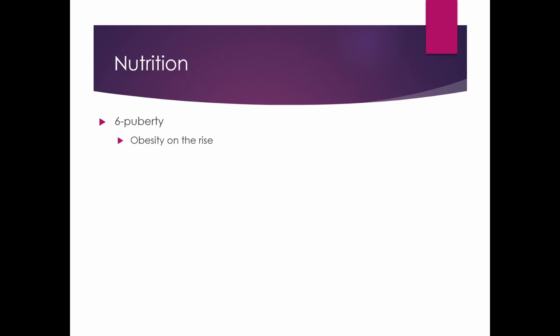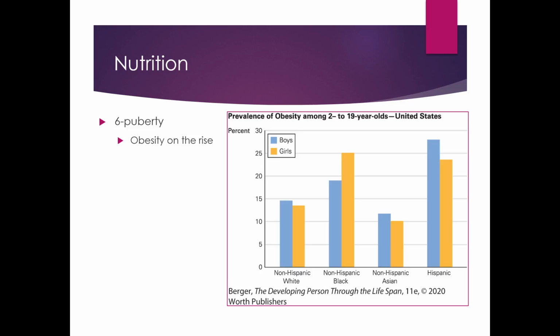All right, so let's talk about nutrition during this period. In the US and actually pretty much worldwide, obesity is on the rise. Pretty much in cultures where people are industrialized or industrializing, obesity is on the rise. So here's a chart from our textbook, and it shows the prevalence of obesity between 2 and 19-year-olds. So, this is like all of childhood, really, not just the age bracket that we're talking about. The blue bars are boys, the orange bars or amber bars are girls, and then they've broken it down by ethnic group. So we've got non-Hispanic whites, non-Hispanic blacks, non-Hispanic Asian, and then Hispanics.